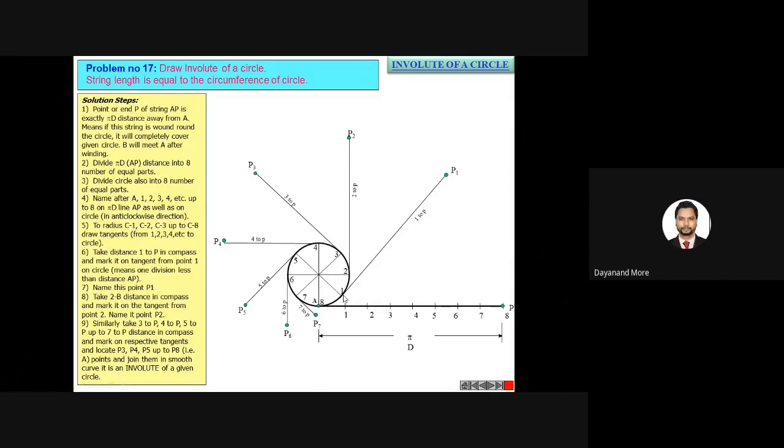Now, draw a smooth curve passing through all these points. It will join at point A. In this way, the construction of the involute of a circle is done. I hope you understood this.